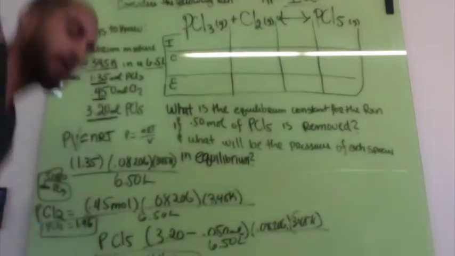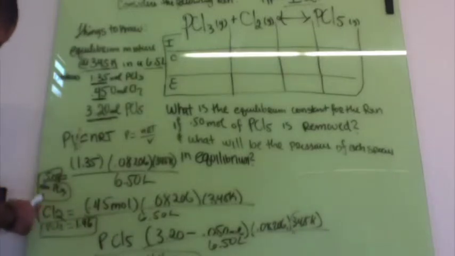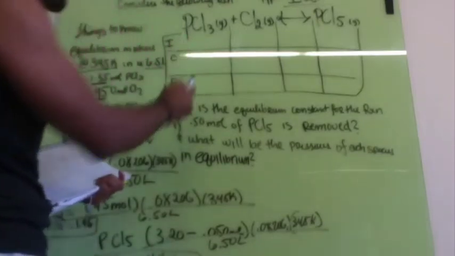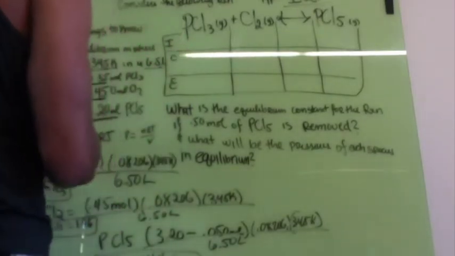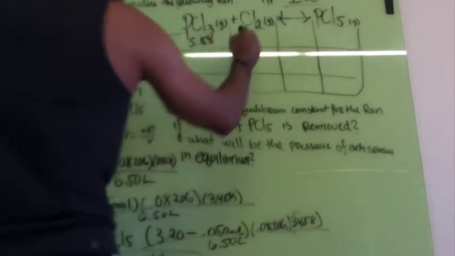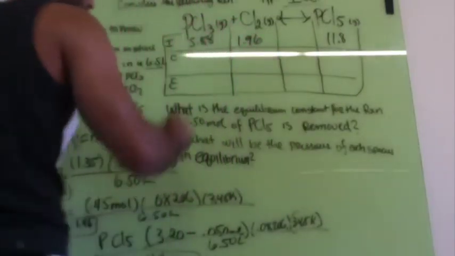So, now that we have all of our pressures, what we're going to do now is plug all of these into our ICE table, which I have already set up. So we'll write this in. 1.96 goes to 11.8.